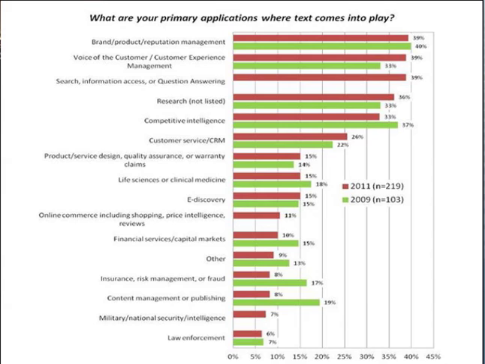So I have 2011 in red and 2009 in green. People could obviously select more than one response to answer the question, primary applications where text comes into play. The top three here, the top four I should say: brand, product, reputation management, voice of the customer, customer experience, search, information access or question answering.